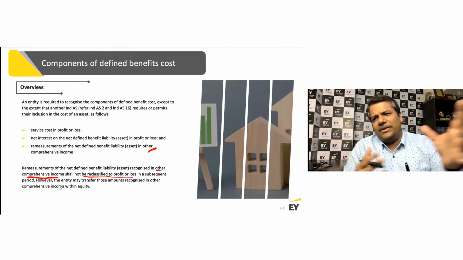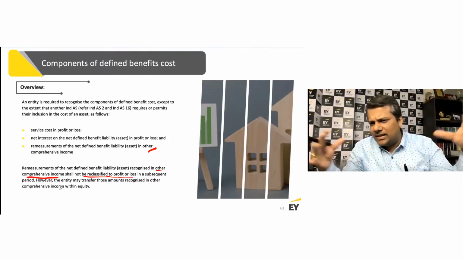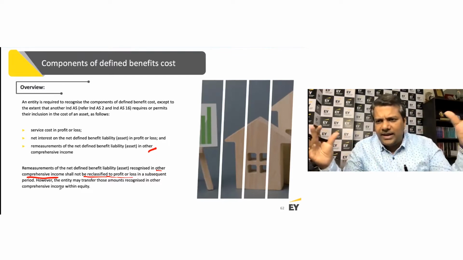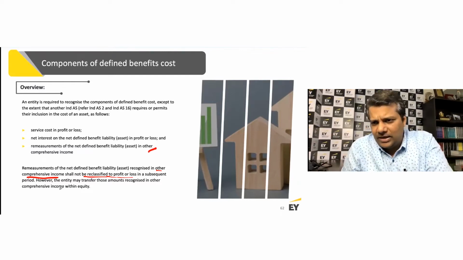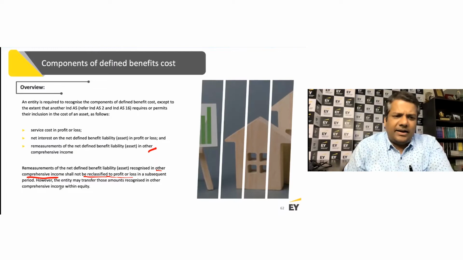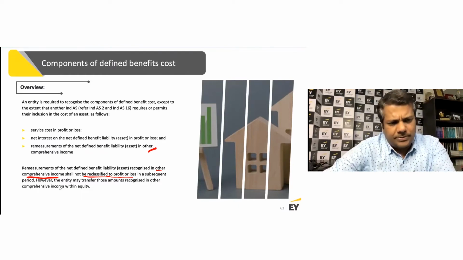In a way, let's say when the entire plan has been settled and there's nothing which I need to pay, then this amount within equity can be transferred to retained earnings, for example, from OCI to retained earnings. That is permissible.